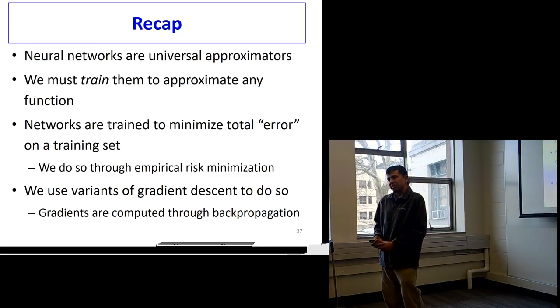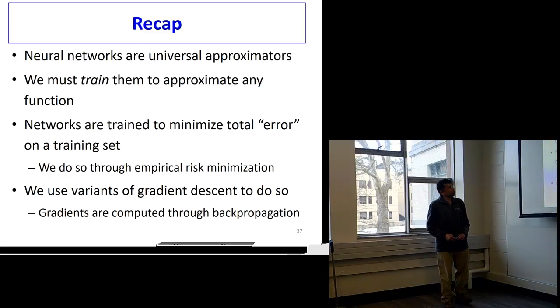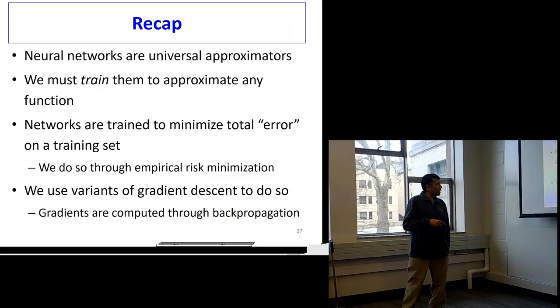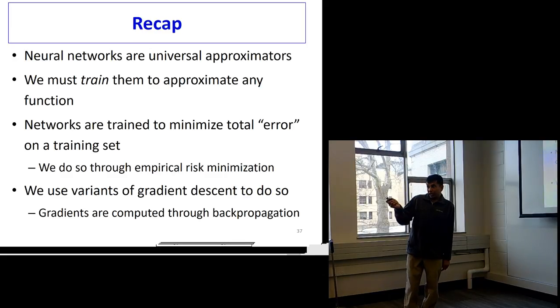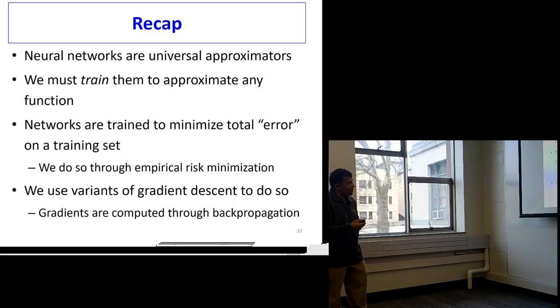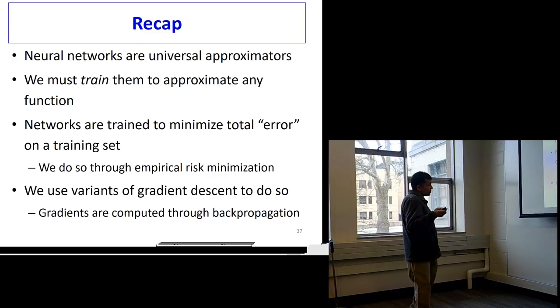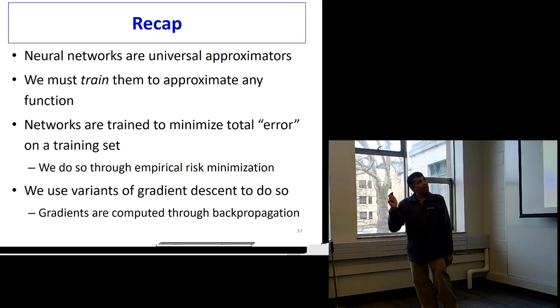We will never revisit training. Anyway, here's a recap. Neural networks are universal approximators. We must train them to approximate any function. We are trained to minimize total error or average error on our training set. And we do this using empirical risk minimization, right? This is again recap from the first class on. And we use variants of gradient descent to do so, and gradients are computed using backpropagation, right?